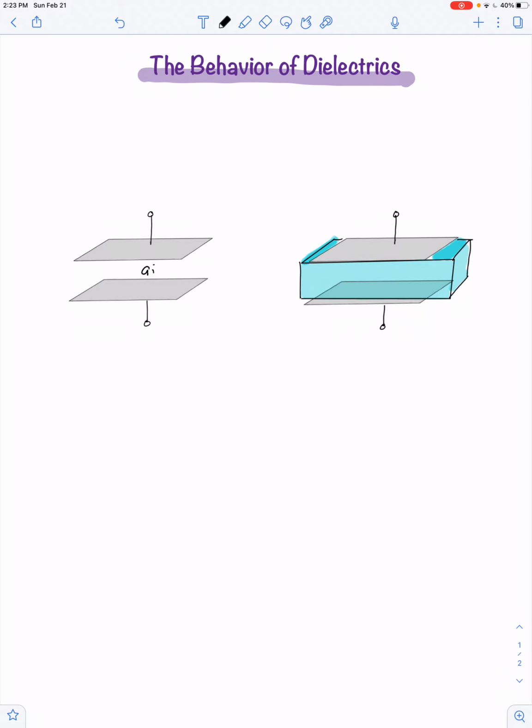On the left is an air-filled parallel plate capacitor, and on the right is a capacitor that's been filled with some sort of insulating material that we describe as the dielectric material. Air is a dielectric whose dielectric constant, indicated here by the Greek letter kappa, that's not the letter K, that's a Greek kappa. The dielectric constant for air is equal to 1. The dielectric constant for anything other than air is greater than 1.